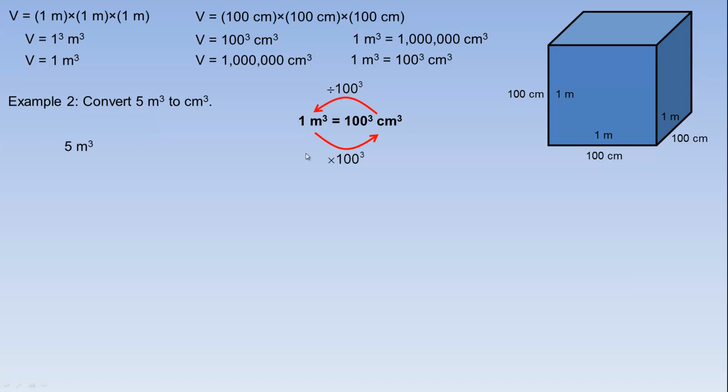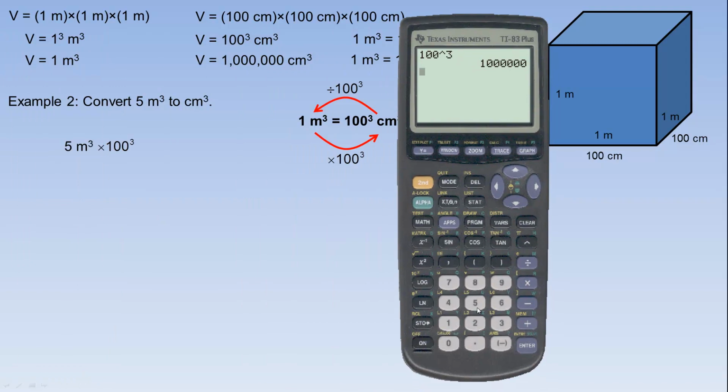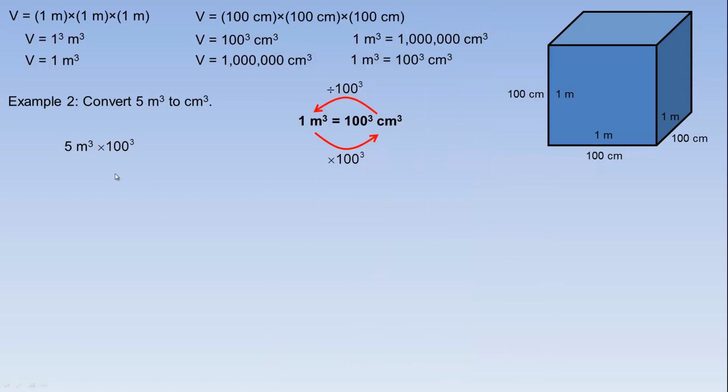So let's start with this 5 cubic meters and multiply it by 100 cubed. So we go 5 times 100 to the power of 3. And again, order of operations: my calculator knows to cube the 100 and then multiply it by 5. The 5 is not cubed. So that's 5 times 1,000,000, which is 5 million cubic centimeters. So 5 cubic meters is 5 million cubic centimeters. I guess that should say "is" there.